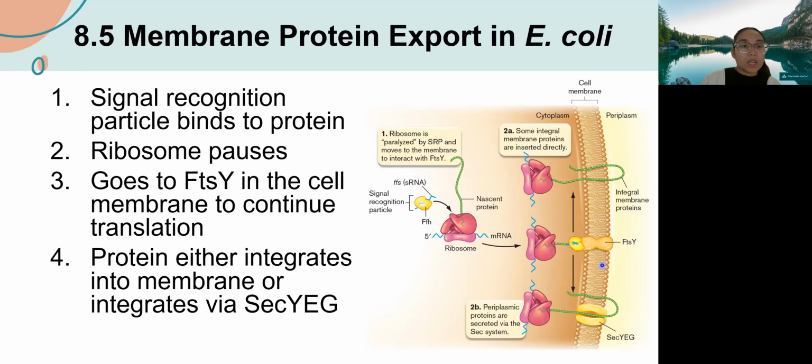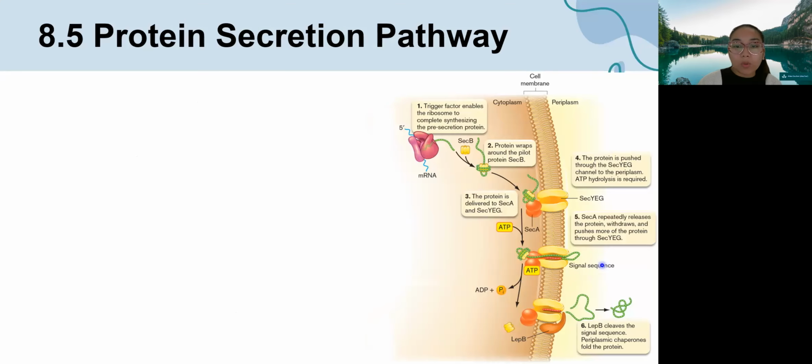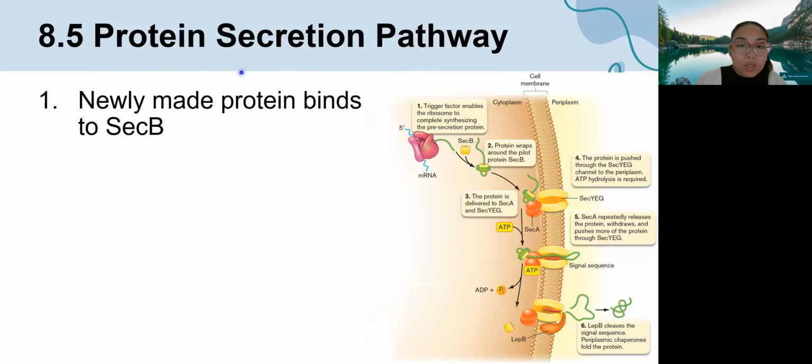Okay, cool. Another way that proteins can be sent to the cell membrane and even out is through the secretion pathway. This is a very well-known pathway. The protein is made, and while it is being made, it will bind to this other protein called SecB. Notice that this protein has not fully folded yet. It is just wrapping around the SecB. Our new protein is the green one, and it wraps around the SecB protein.